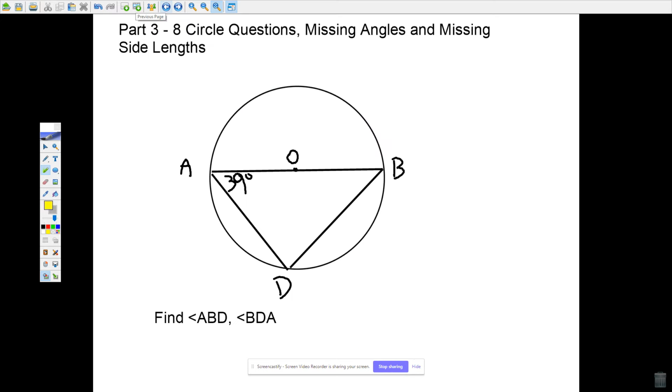For this one, you've got triangle ABD here within the circle, and I need you to find the two missing angles. Please pause now and try. Here's the answer. This one always tends to trick people up.